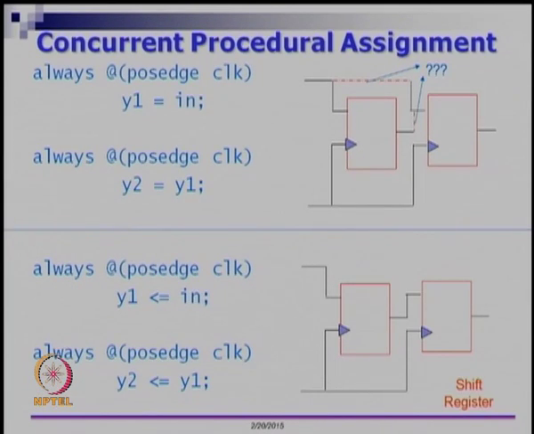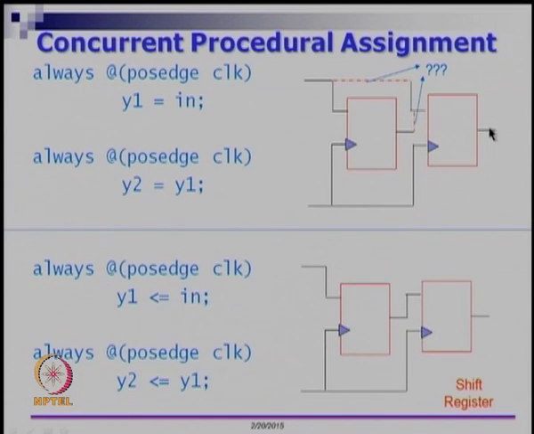So let's look at if the same thing is done concurrently. Here what we have is y1 is in and y2 is y1. We have it in two different statements, and this is done concurrently, which means it's not in the same always block. There are two different always blocks. The key thing is, if I do this, always at passage of clock y1 equals in, that means infer a flip flop for y1. So that's this flip flop, this y1 is supposed to follow in. Always at passage of clock y2 equals y1.